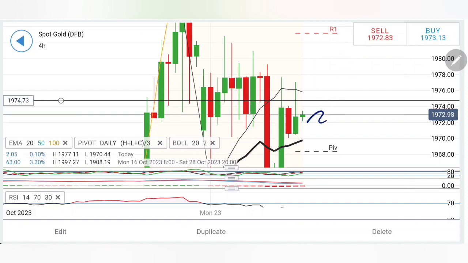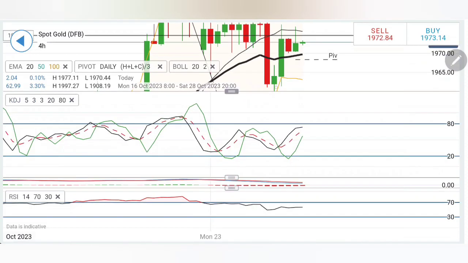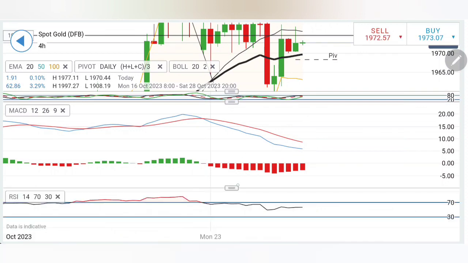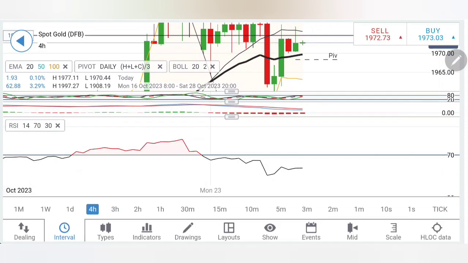Now, what is happening here? First green candle, second green candle may appear again. It can try to go close to it, failing to break past. The next candle will decide which direction it wants to take. Stochastic retracing. MACD is still divergent and bearish. RSI is staying flat.